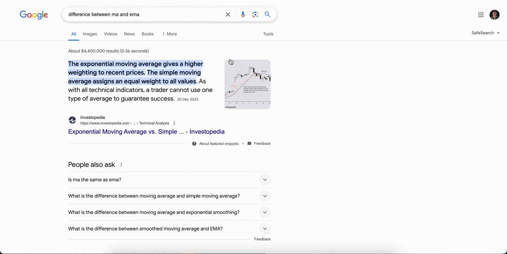And therefore, the difference is that the EMA, the exponential moving average, gives a higher weighting to recent prices, while the simple moving average assigns an equal weight to all values over the period of time. So depending on how you like to trade, it's always good to consider both of them.